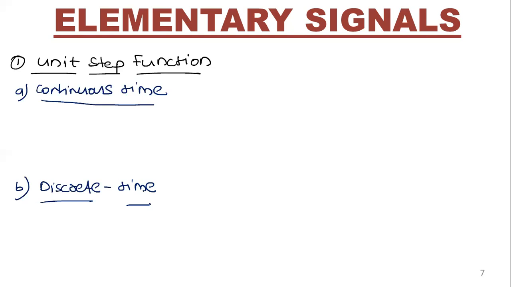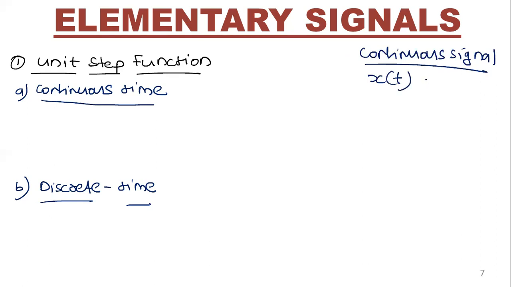So before studying the classifications of elementary signals, let me tell you what is a continuous time. Continuous time means it will be defined for any time t. A signal x of t is said to be continuous if it is defined for all time t.